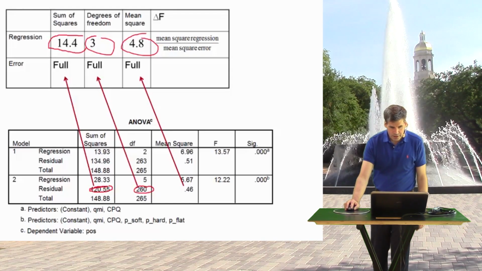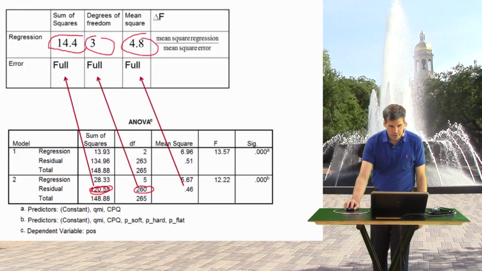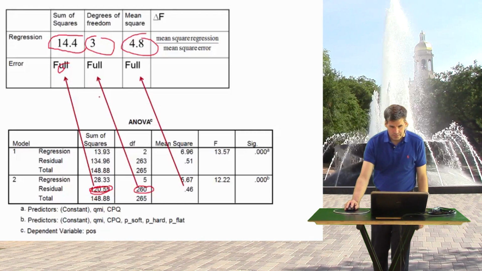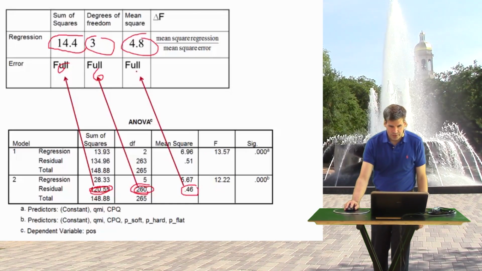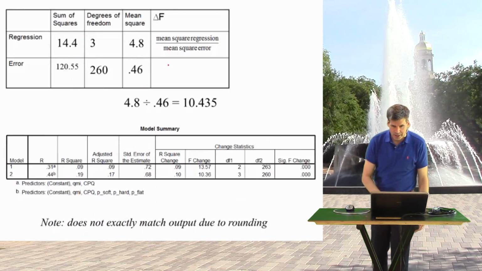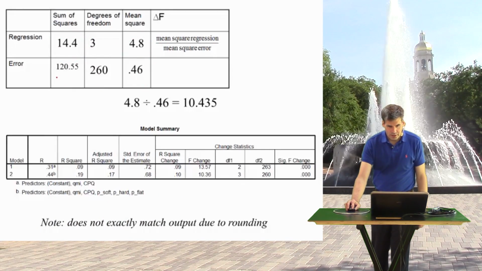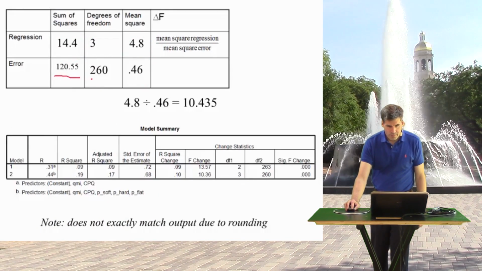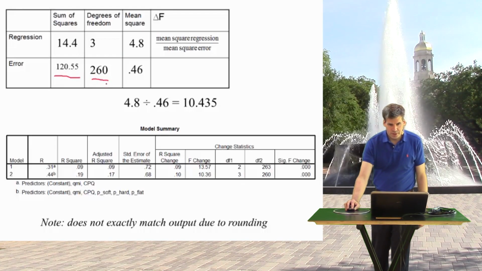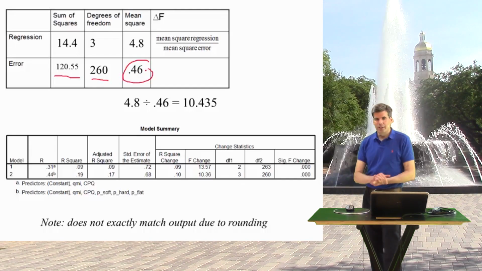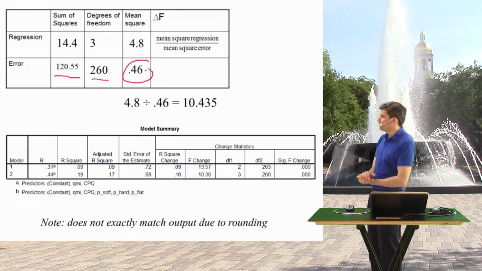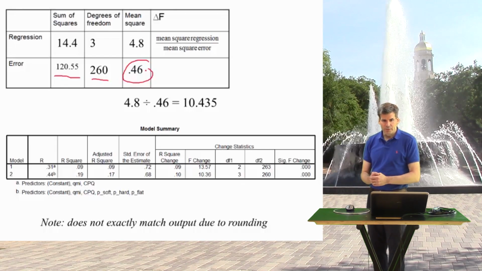So we had 120 was our sums of squares for our full model. That goes right here. We had 260 degrees of freedom. That goes right here. And our mean square then was 0.46, so that goes right there. We just plug everything in. And so we have 120.55, our sums of squares, 260 degrees of freedom, and then take our sums of squares divided by degrees of freedom and get our mean square. And again, that's just taken directly off the ANOVA table for the Model 2 error sums of squares line.